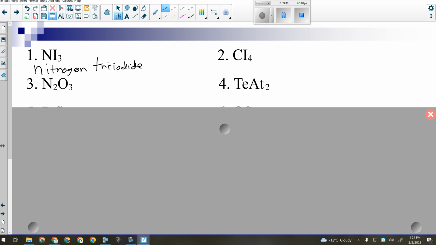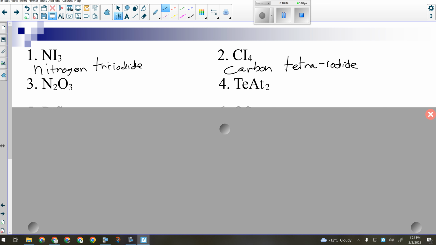It feels right. Okay. Then for number two, okay, again, both non-metals. So there's no prefix on the first one because there's only one. Okay, so we got carbon, and then what prefix goes on the iodine? Tetra. So that would be carbon tetraiodide.